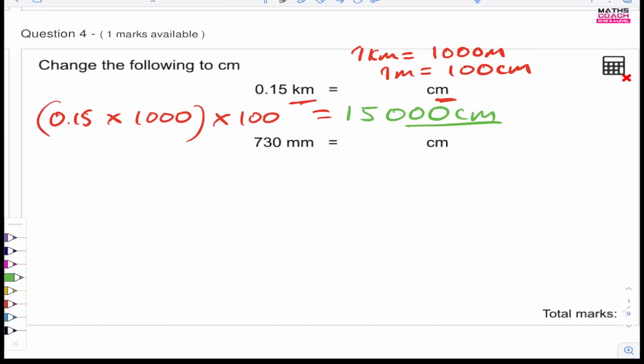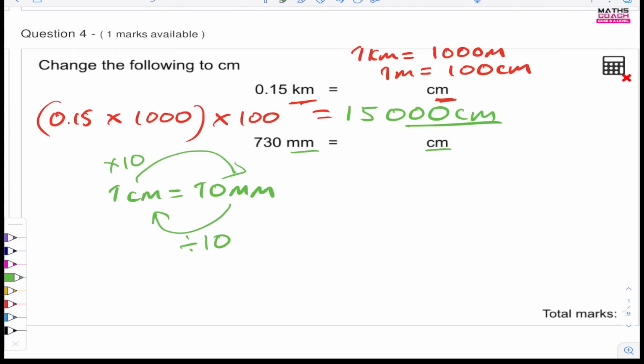Now we want to convert millimeters into centimeters. Now we know that in 1 centimeter we have 10 millimeters. So to go from centimeters to millimeters, we times by 10. So therefore, to go from millimeters to centimeters, as we want to do in this question, we are going to divide by 10. So 730 divided by 10, which is 73. So 73 centimeters is 730 millimeters.